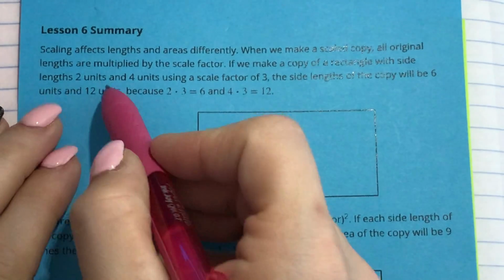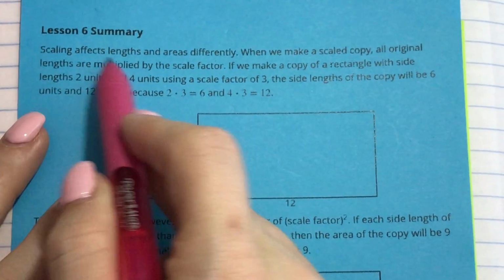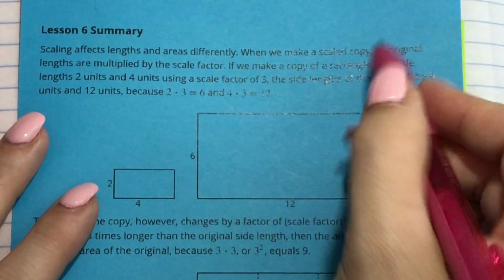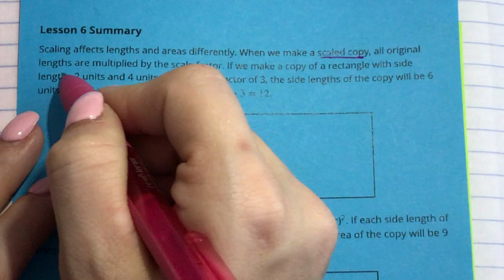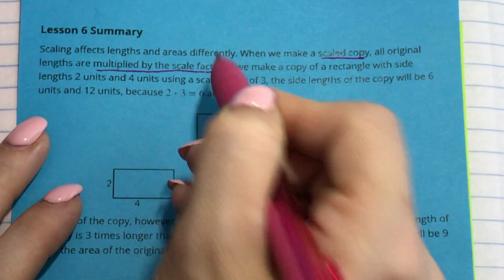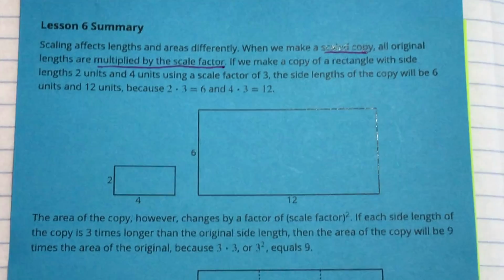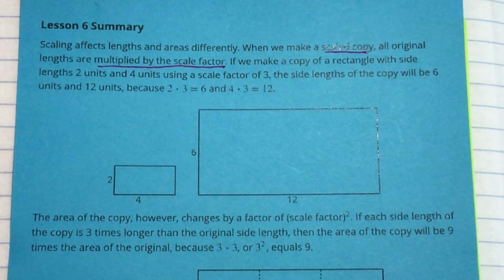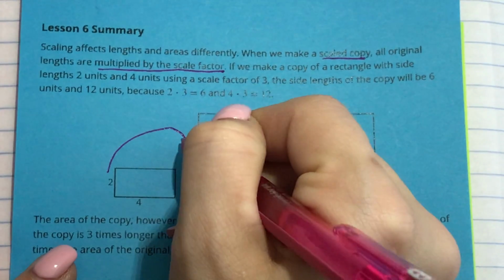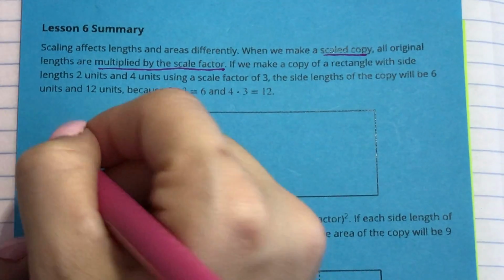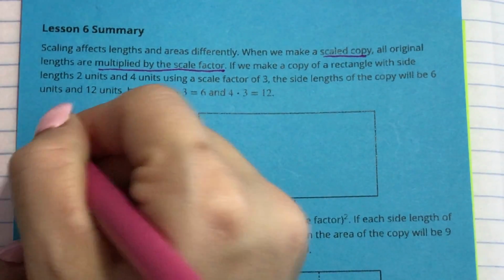All right, so we're going to annotate a few things. Okay, so it says scaling affects lengths and areas differently. When we make a scaled copy, all original lengths are multiplied by the scale factor. So all sides multiply by the same thing. If you don't do the same thing to all sides, it is not a scaled copy. If we make a copy of a rectangle with side lengths 2 and 4 using a scale factor of 3, the side lengths of the copy will be 6 and 12 because 2 times 3 is 6 and 4 times 3 is 12. So again, looking at how do they get from the old to the new. So remember, old goes on the bottom, new goes on top.